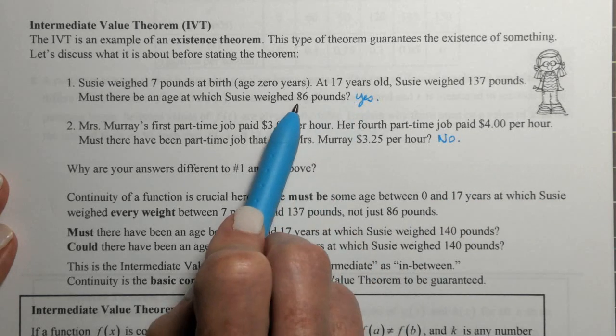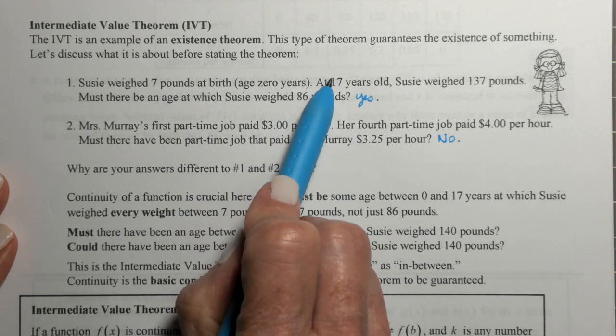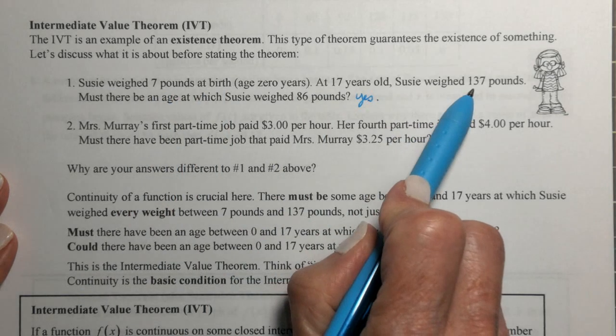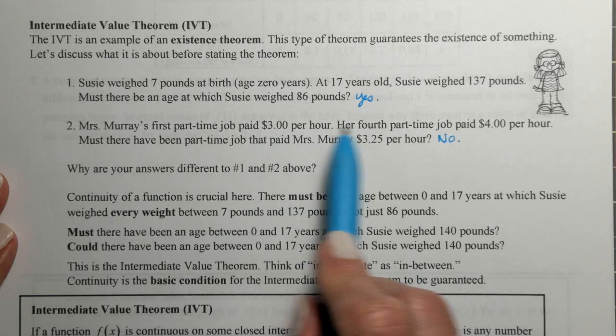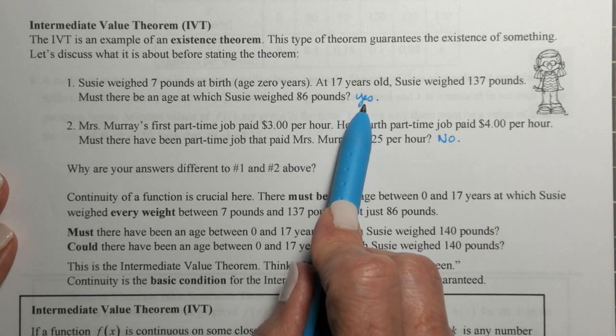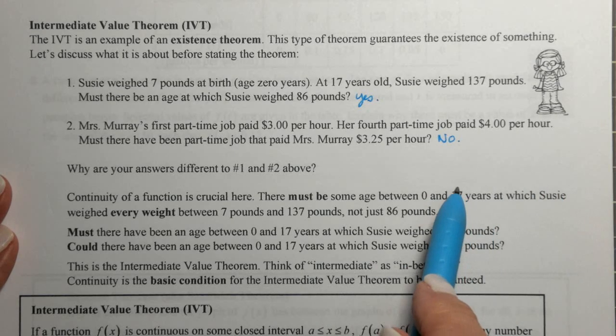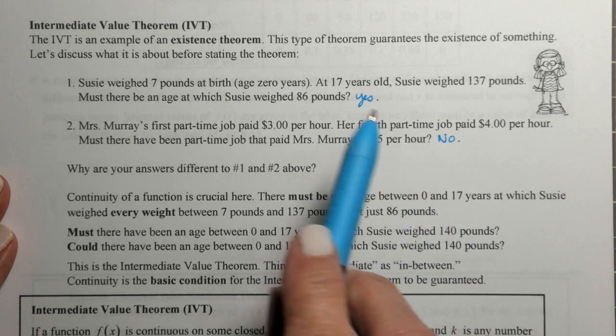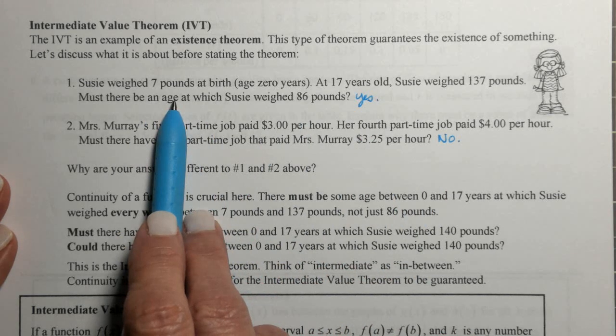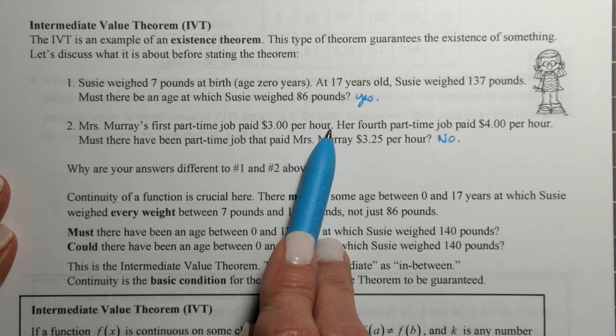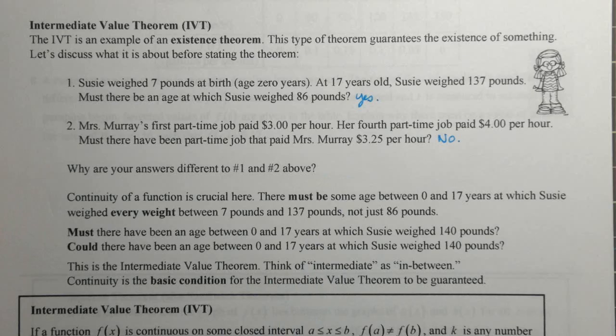Why did we say yes to this? 86 was between 7 and 137. $3.25 is between 3 and 4. Why was this a yes and this is a no? And hopefully it wouldn't take too long before you would come up with the concept of continuity being crucial here. Weight is a continuous function. Pay is not, right? So for IVT, we must have continuity of the function, okay?